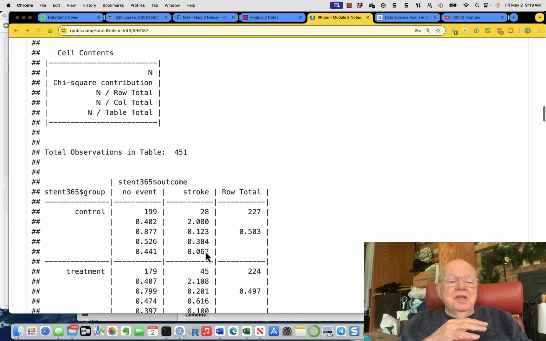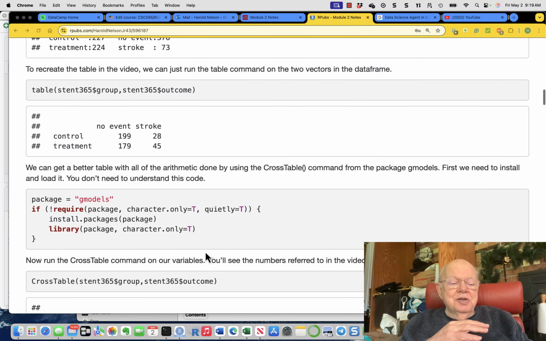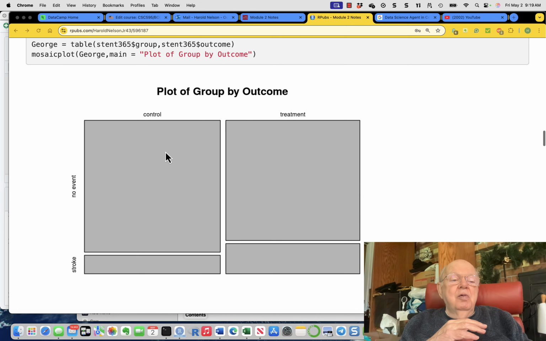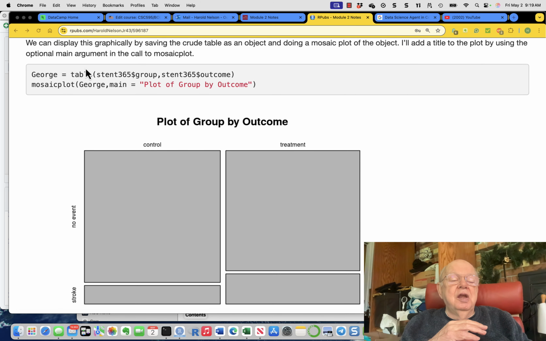Now these are the two commands that you could use to look at the relationship between two categorical variables numerically. Graphically, we take a table, and in this case, notice that what I've done is not just displayed the table, but created the table as a named object called George. And then I did a mosaic plot on George, and I added the extra option to give it a title, main equals plot of group by outcome.